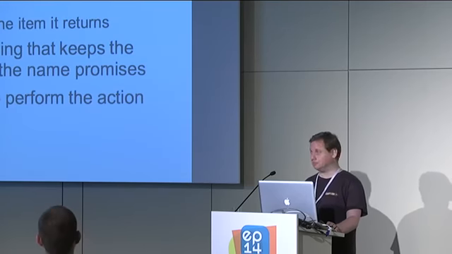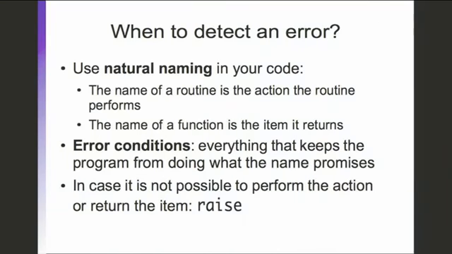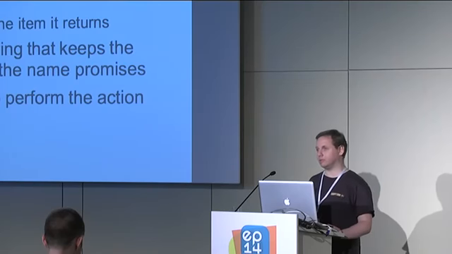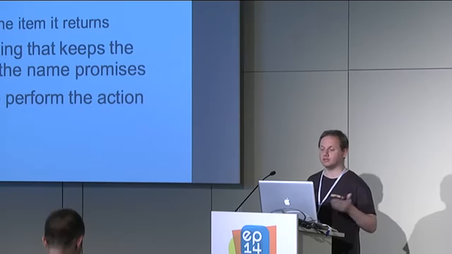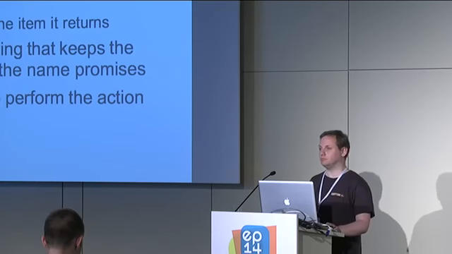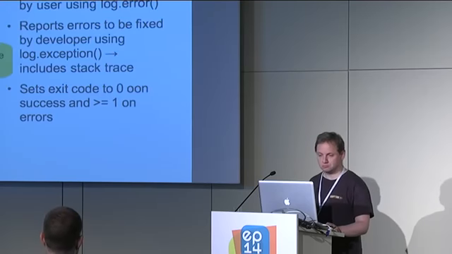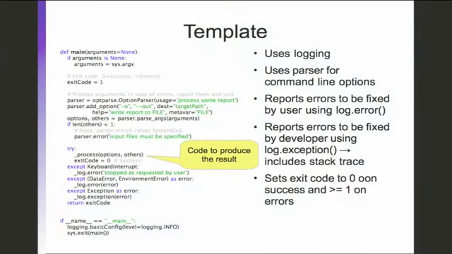When do I detect an error? Well, it's pretty easy if you use natural naming in your code. That means the routines in your code have the same name as the things they are supposed to perform, and functions have the name of the things they are supposed to return. Because then an error condition is when it cannot do the thing it's supposed to perform, as the name suggests, or it cannot return the result it's supposed to return. That's an error condition. And in that case, you just raise or assert.